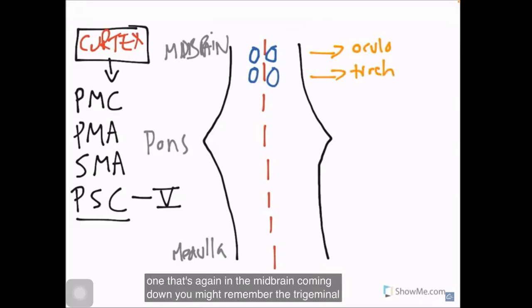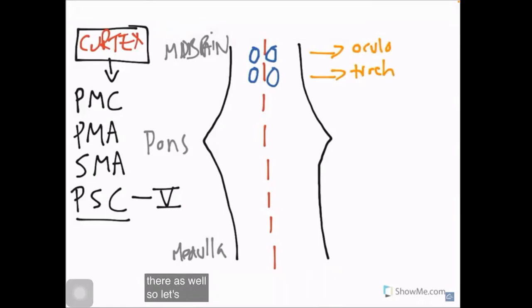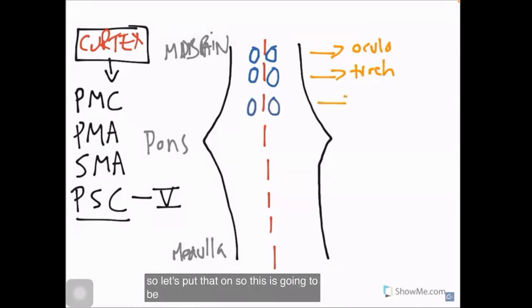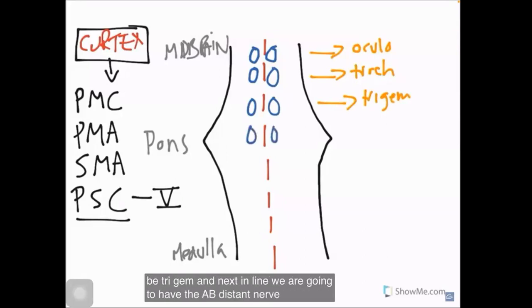Coming down, you might remember the trigeminal nuclear complex. Well, in the middle of that, where the chief sensory nucleus lies, we also have the motor nucleus of trigeminal. So that's going to be in there as well. So let's put that on. So this is going to be trigem. And next in line, we are going to have the abducent nerve.